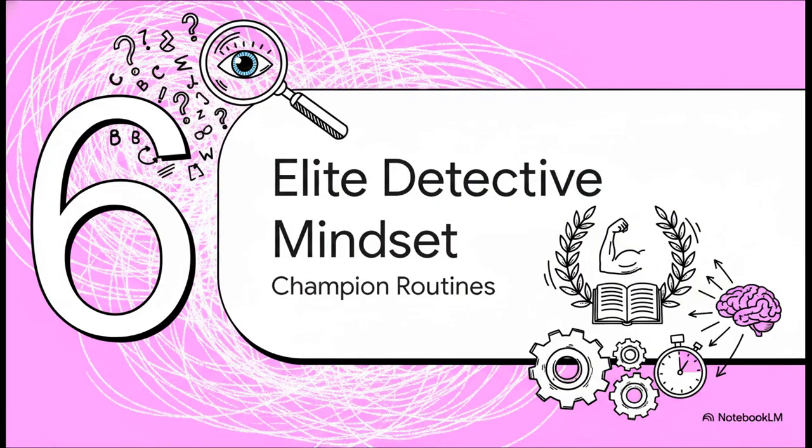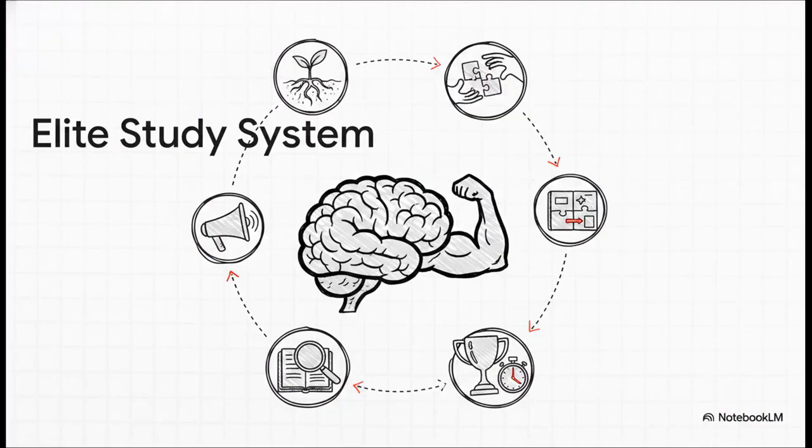Finally, Section 6, the elite detective mindset, champion routines. To truly become an elite spelling detective, you can't just know the rules. You actually have to adopt the mindset and the daily training system of a champion. Champions don't just stare at words, they dismantle them. Your elite study system needs to look exactly like this.